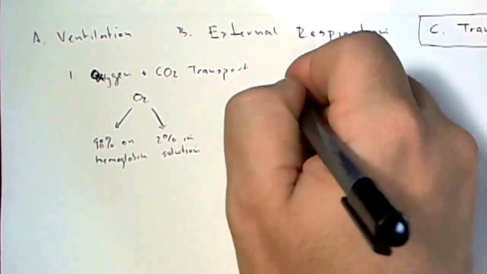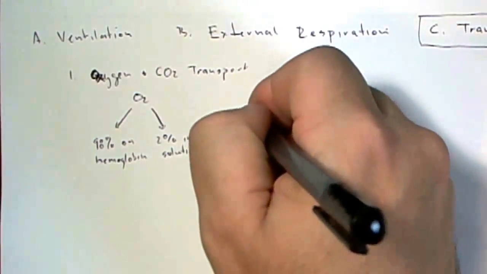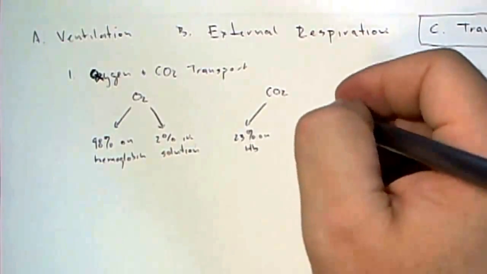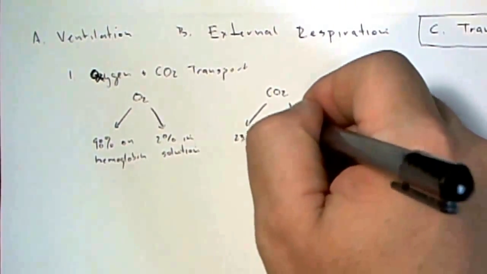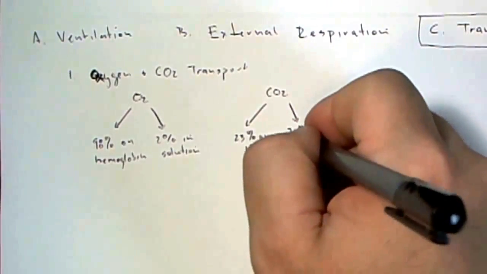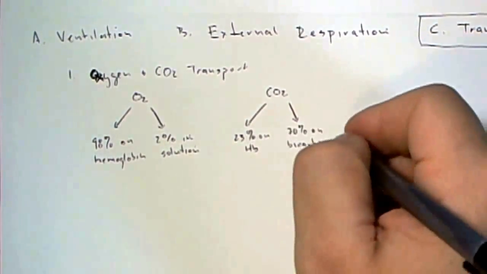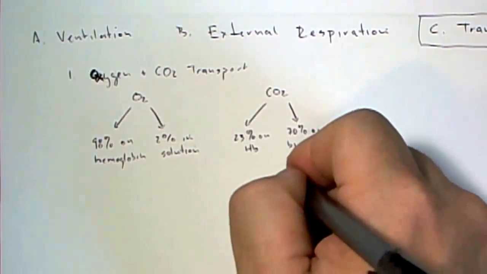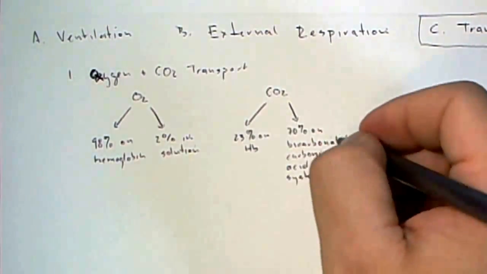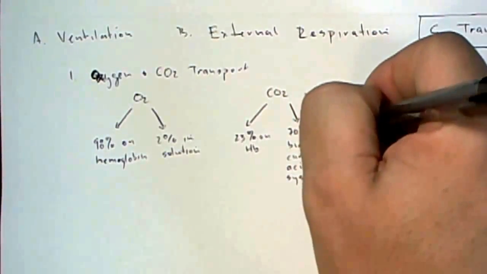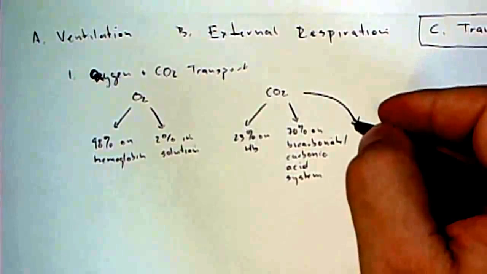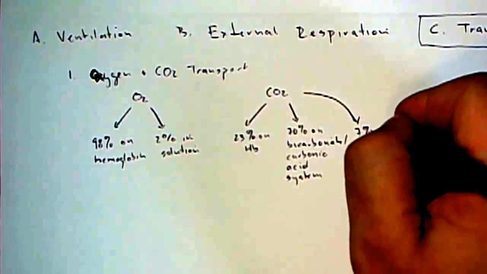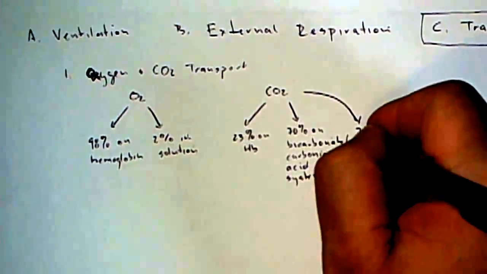Again, we said CO2 is more soluble, so it gets a little bit more complex here. About 23% on hemoglobin, which I'll abbreviate HB now. About 70% on something called the bicarbonate carbonic acid system. And we'll come back to that at the end when we talk about cellular respiration. And then it will definitely come back up when we talk about the urinary system, when we talk about acidosis, alkalosis. And so the rest of CO2 is dissolved in solution.